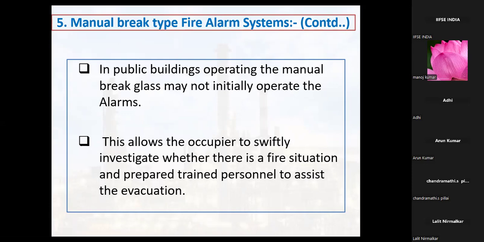Then this allows the occupier to swiftly investigate whether there is a fire situation and prepare trained personnel to assist the evacuation. As we have seen in evacuation techniques, the fire drill is mandatory, and the ERP team is mandatory. If it is a multi-floor mall, then you need to have different teams on different floors, with team A and team B.